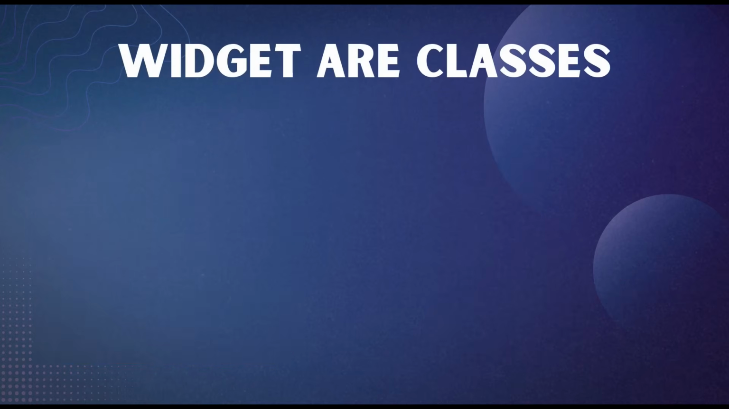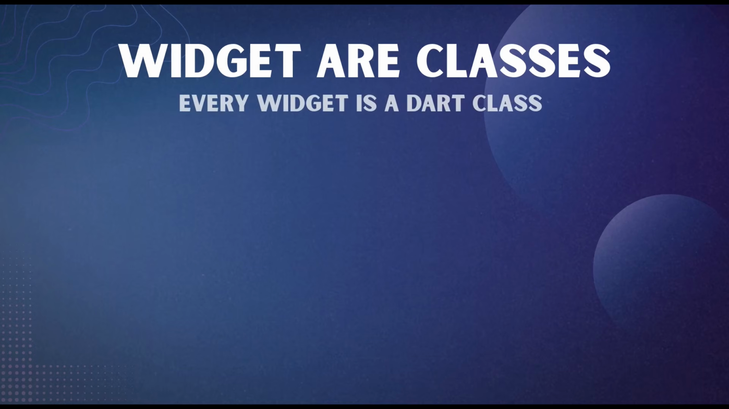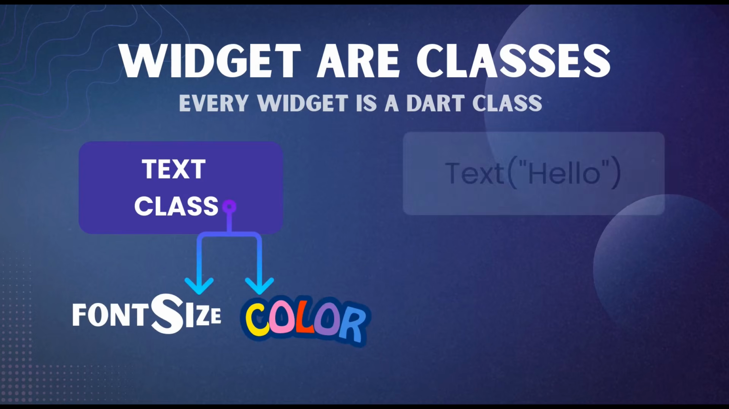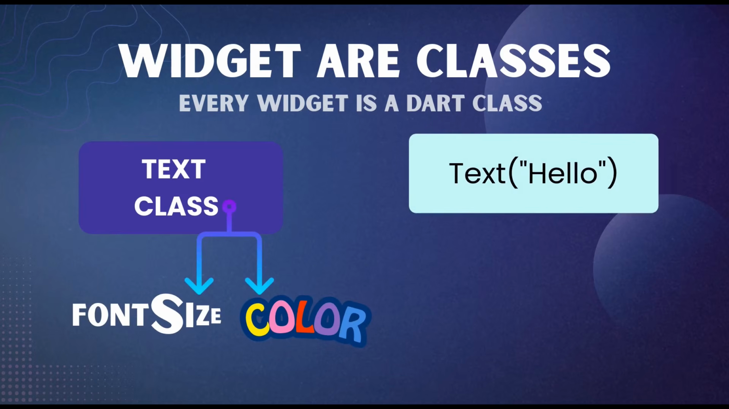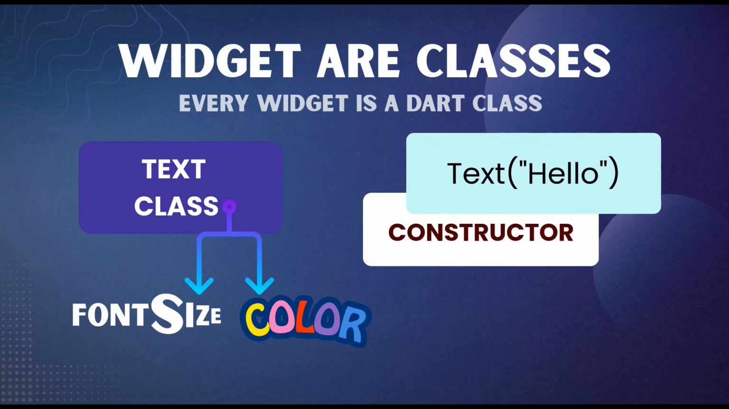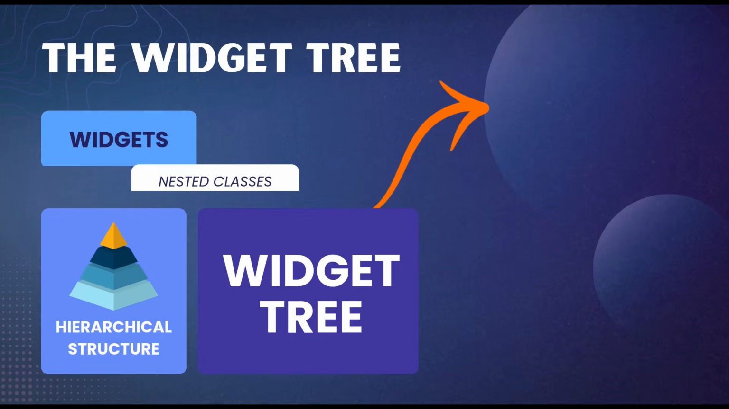Widgets are classes. This is the most important concept to carry over from our Dart lesson. Every widget is a Dart class. Just like we define the properties for our user class, the Text class contains properties like font size and color. When you write Text('hello'), you are using a constructor to create a Text object, which is a widget ready to be placed on the screen.